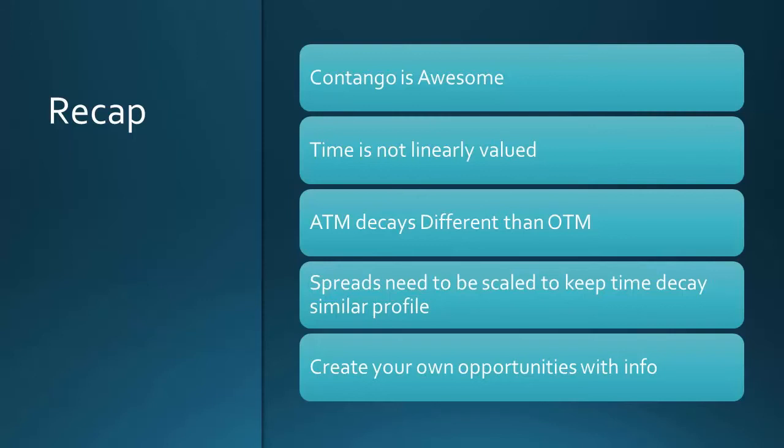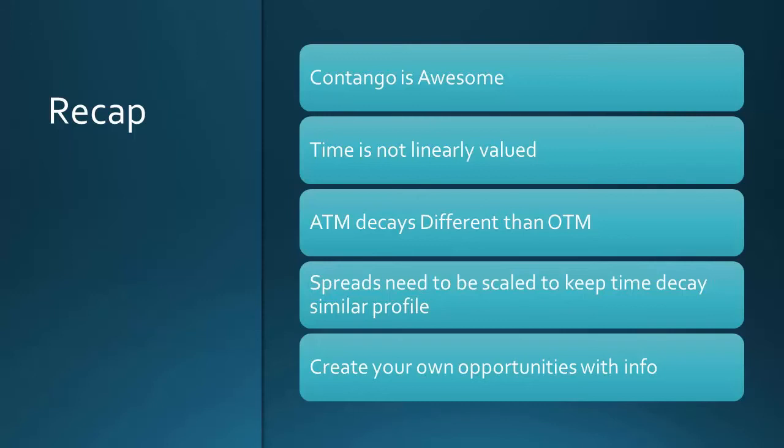Obviously, time is not linearly valued when you take into the effect of the human perception of time. We tend to value it differently at different rates, and we have this lost perception of how much time is actually worth the further we get away from present. Then we can see that at the money and out of the money decay at different rates. They decay at different expirations differently, and there's an edge to that as well.